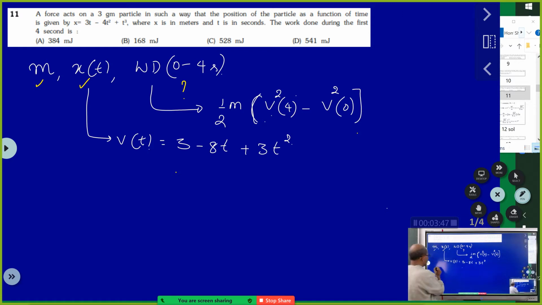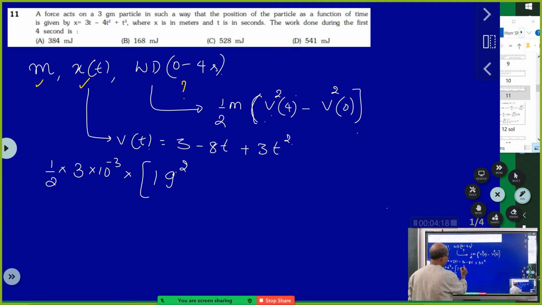So, going by that, we'll write half into 3 milligrams. Actually it is milligrams, it was misprinted. So v of 4, you can do it by heart here. 4 4s are 16, 16 into 3, 48. Then 4 8s are 32. So 48 minus 32 is 16, plus 3, it will be 19. 19 square minus v of 0, which will be 3, so 3 square. So this is going to be the answer.